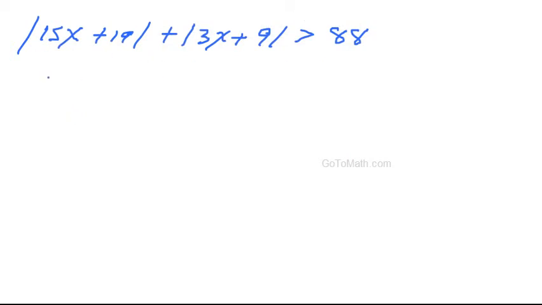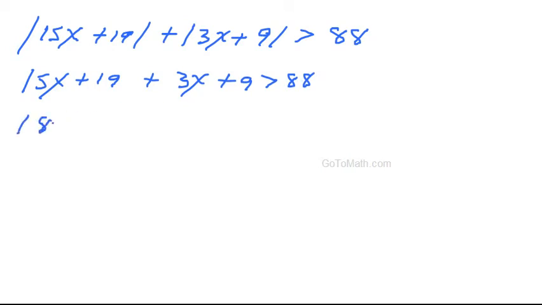The first thing we're going to do is drop those absolute value bars. Drop it like it's hot. So 15x plus 19 plus 3x plus 9 is greater than 88. We have 15x plus 3x is 18x, collecting up like terms, and 19 plus 9 is 28. And that's greater than 88.